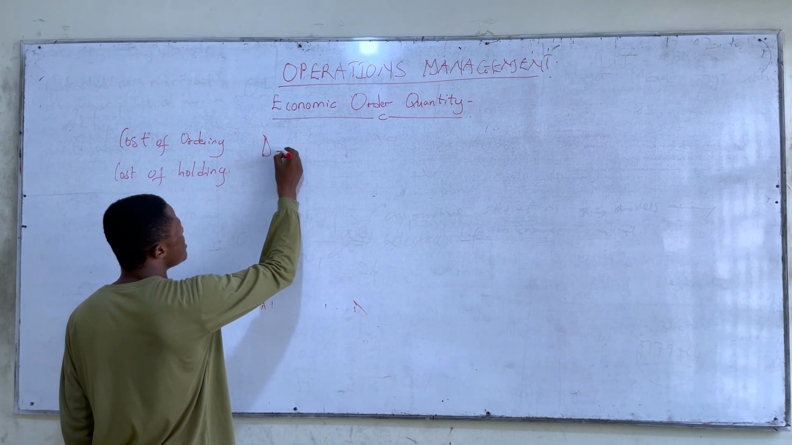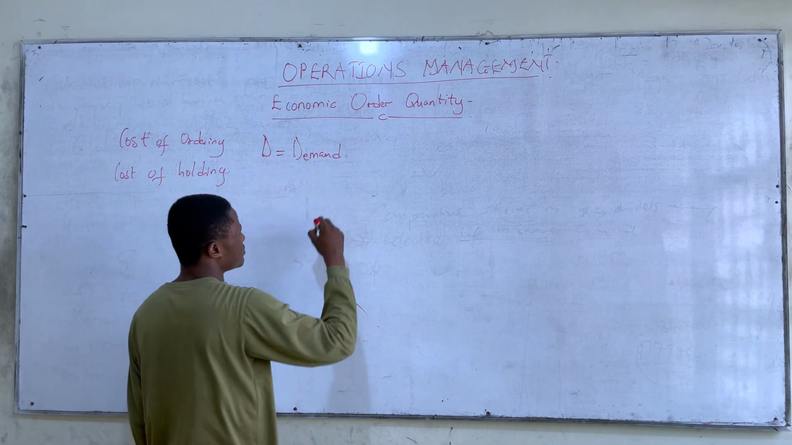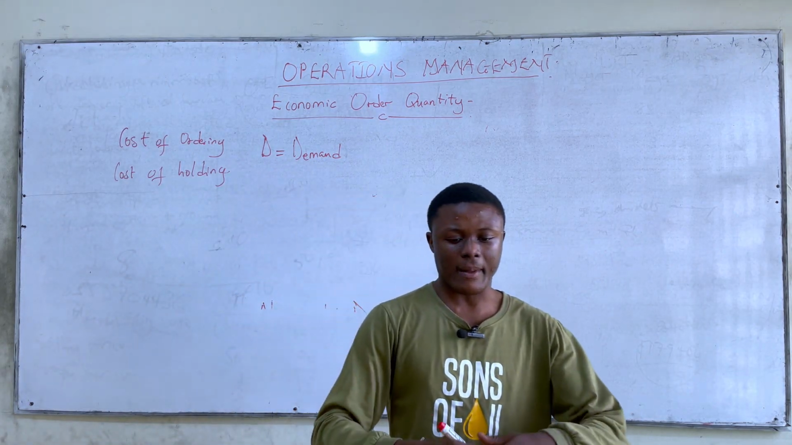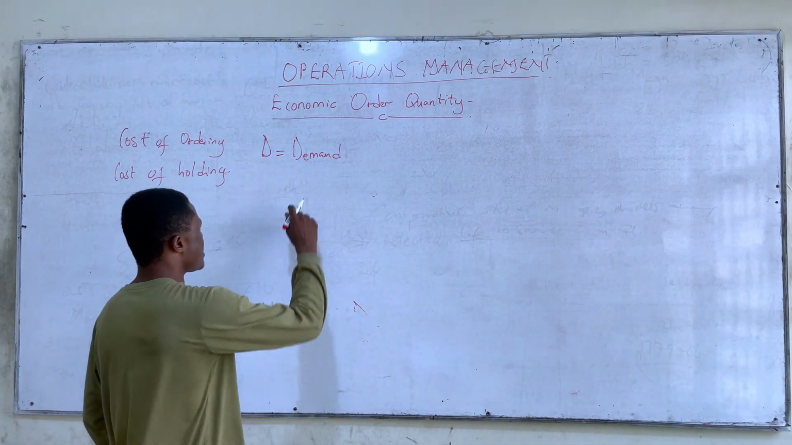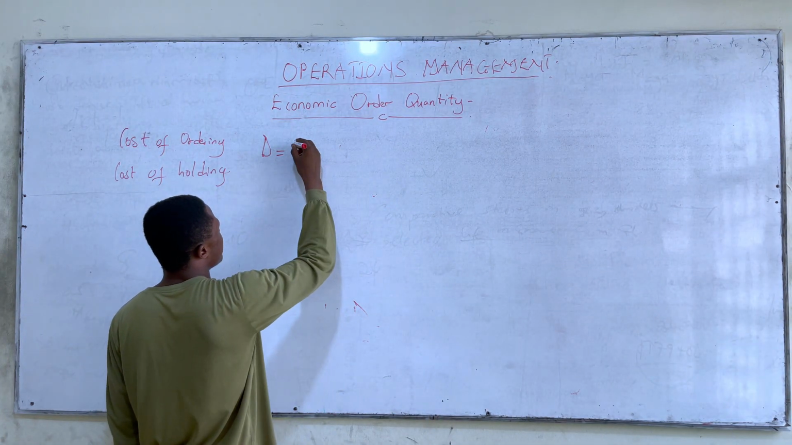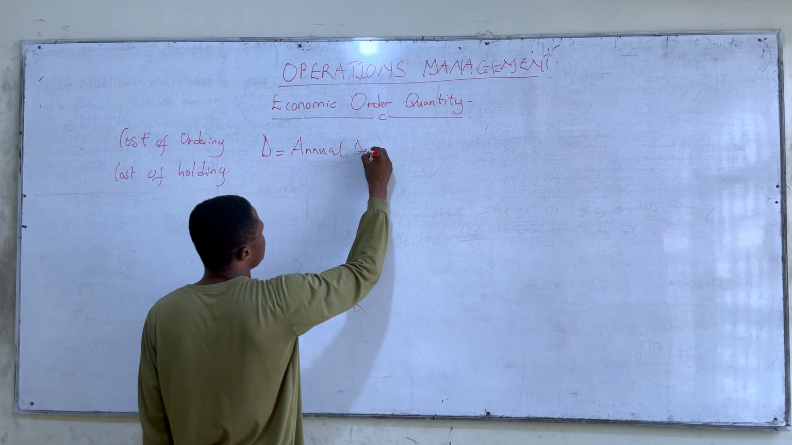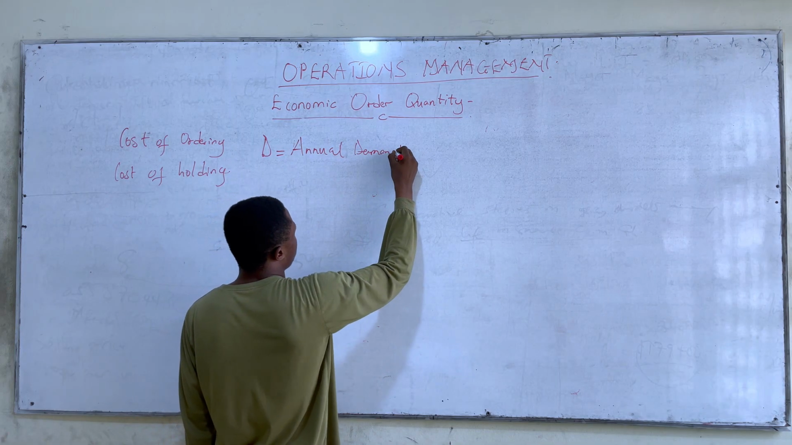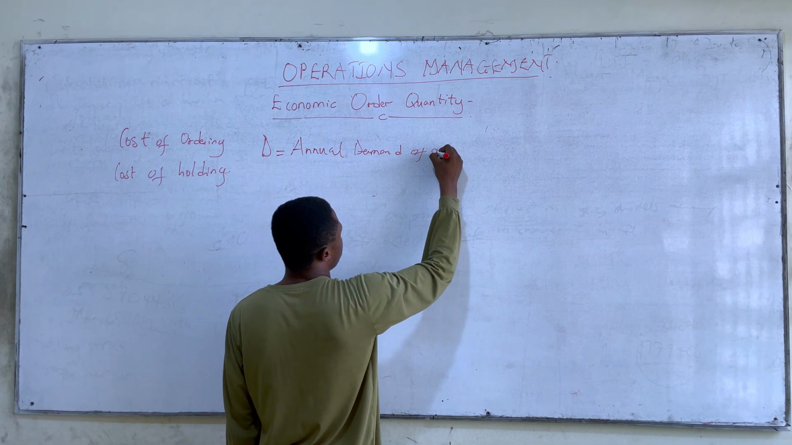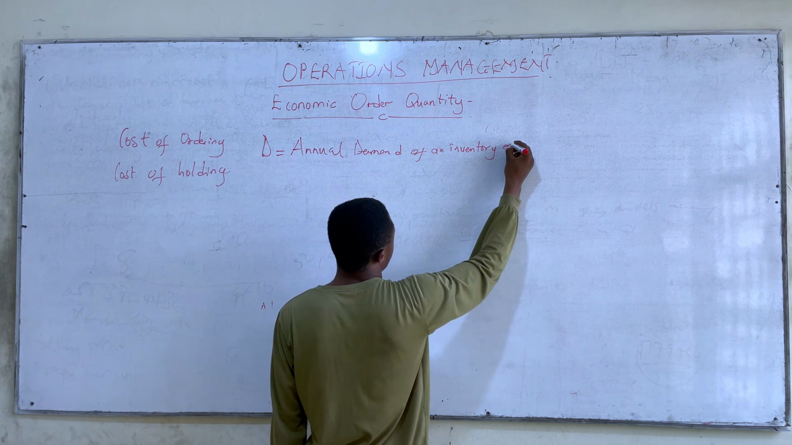When you see D, it means demand. It means the annual demand for an inventory of an item. So here it should be the annual demand of an inventory of an item.